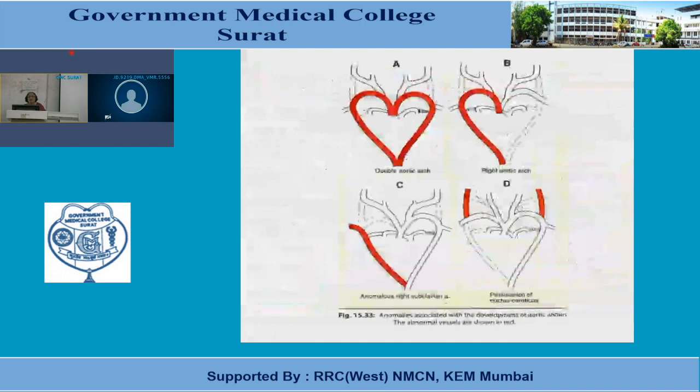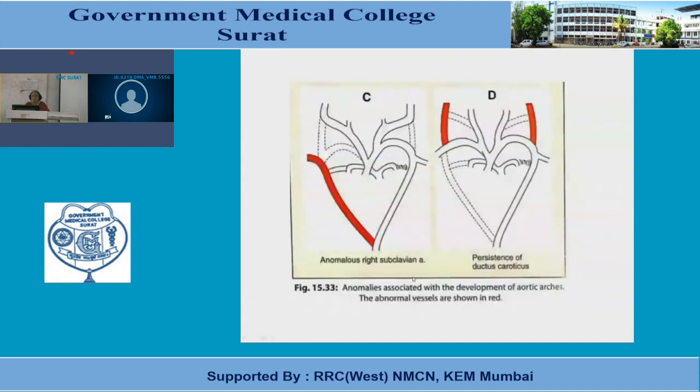Again, you can see a short summary of all the diagrams. First, double aortic arches, which we discussed, compressing the trachea and esophagus. Second, right aortic arch. Third, right subclavian artery and the persistence of the ductus caroticus. Here you can see the diagram of these in detail.